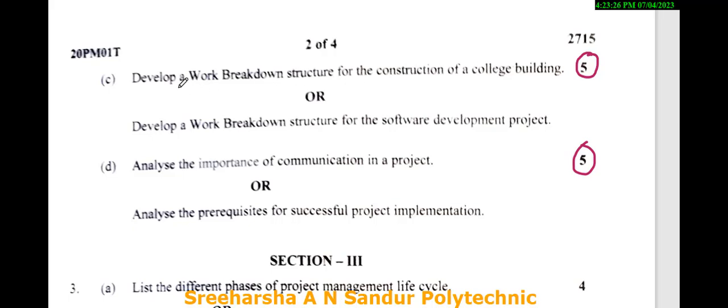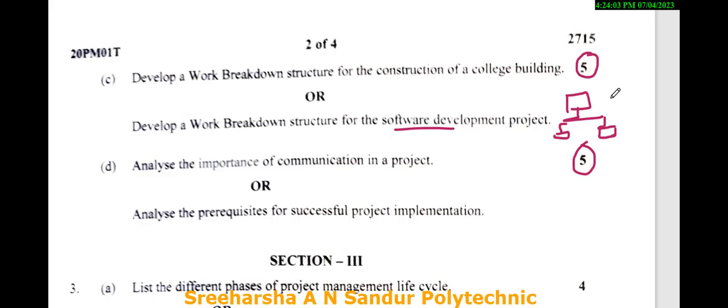Next question: develop a work breakdown structure for construction of a college building. So now you need to draw the work breakdown structure of construction of a college building. In the same series, I have discussed construction and one more work breakdown structure. You can watch them. In that I had also suggested to practice the domestic residential building and also software development. You can see that is asked here.